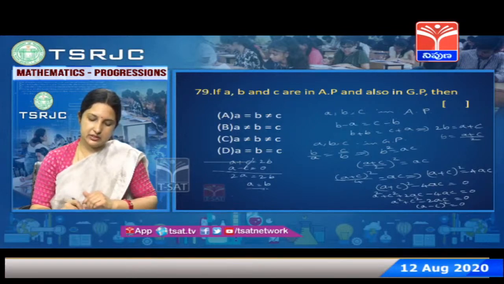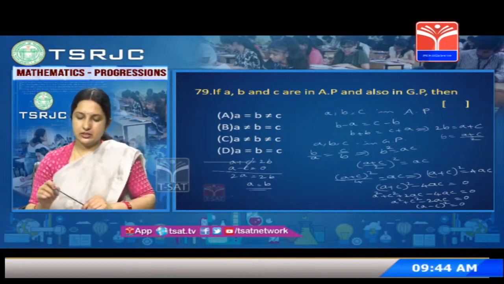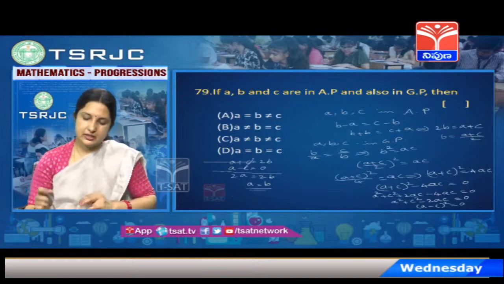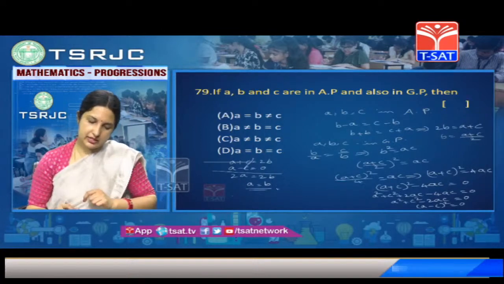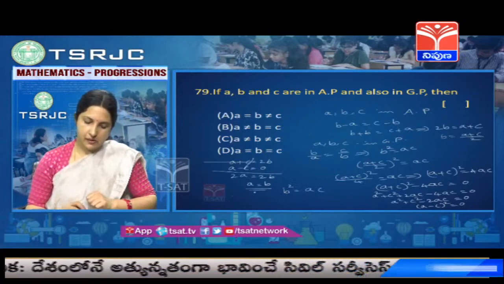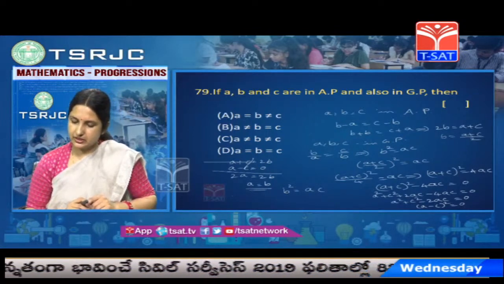a = b వచ్చింది కదా. ఓకే, a = b. దీన్ని తీసుకెళ్ళి మనం b² = ac లో రాద్దాం. b² = ac అంటే b ప్లేస్లో a = b వచ్చేసింది.